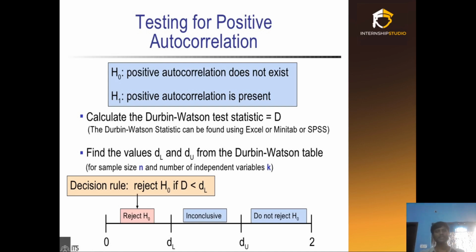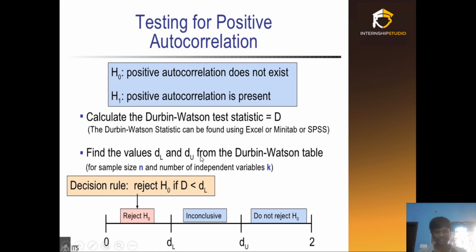Coming to the testing for positive autocorrelation, once you calculate the statistic, you have something called the DL and DU bounds, or thresholds, and you can find these DL and DU values from the Durbin-Watson table. For that particular sample size and number of independent variables k, you get those DL and DU values. You calculate your Durbin-Watson test statistic, which is your d, as we saw previously, using Excel, Python, or any statistical package or general library that is available.